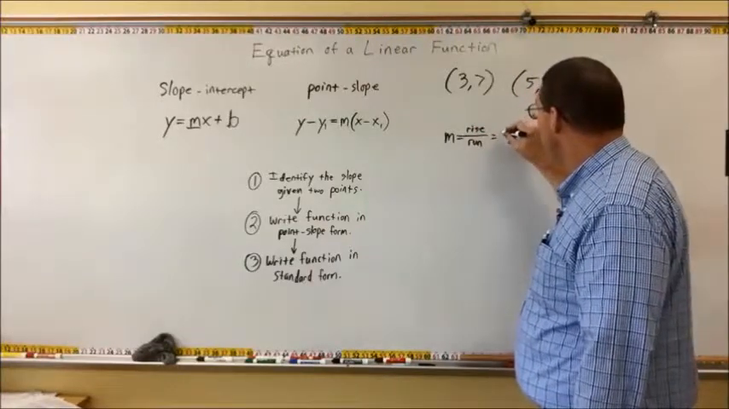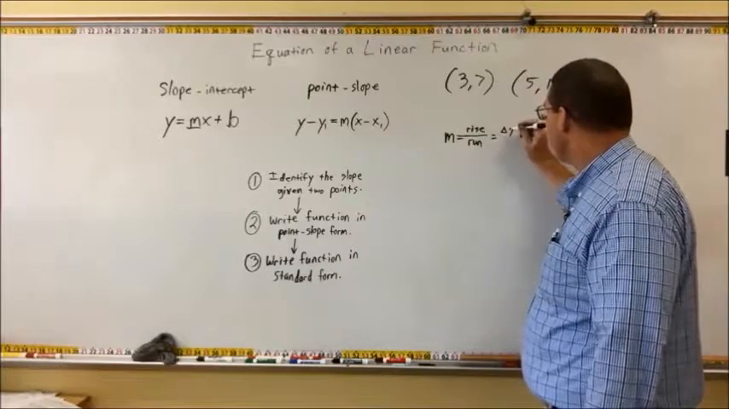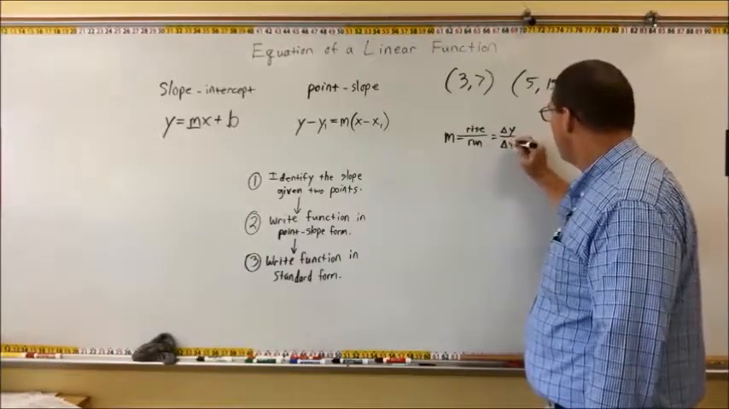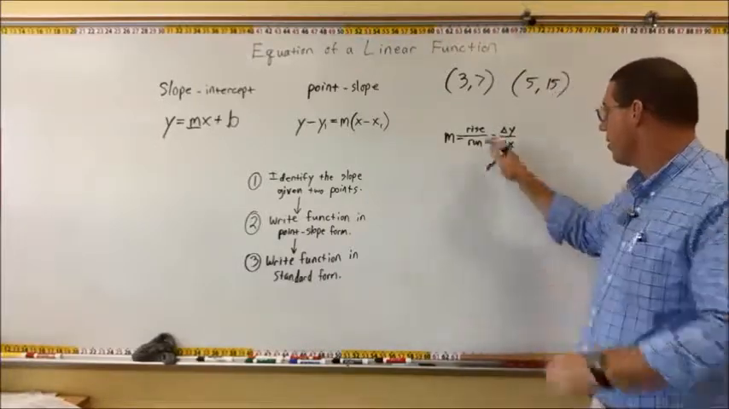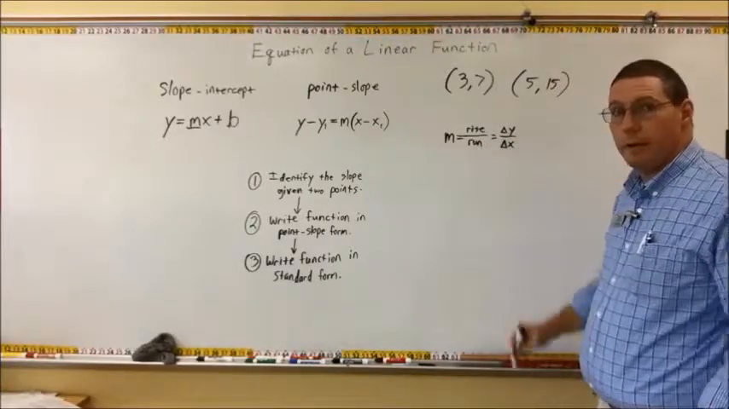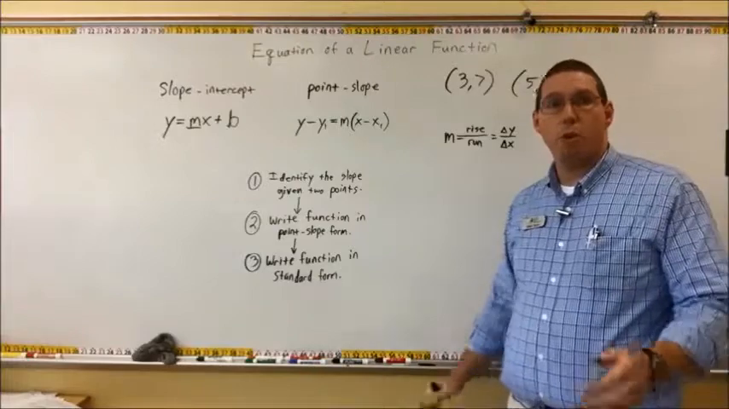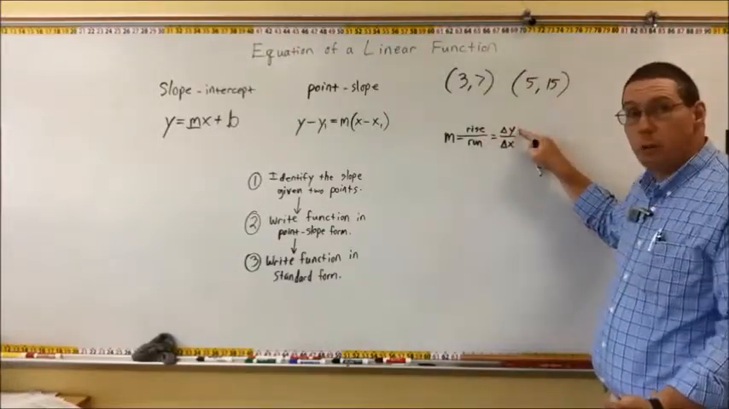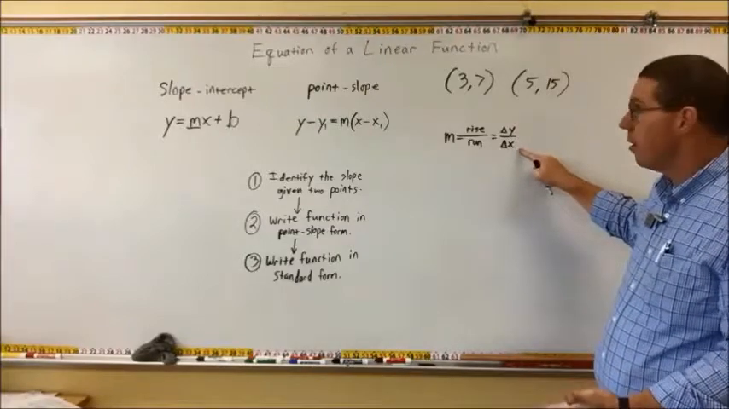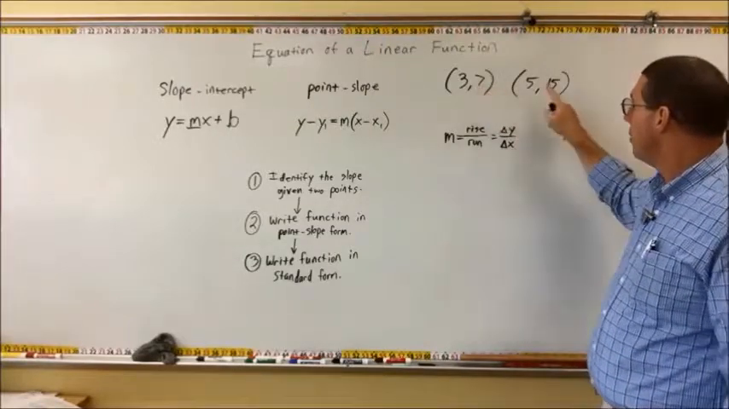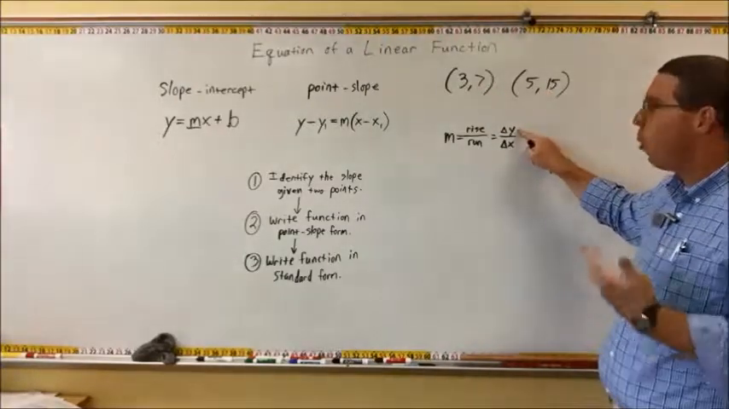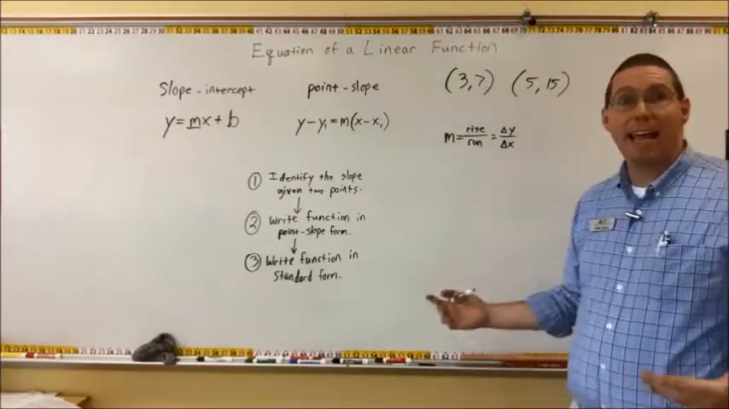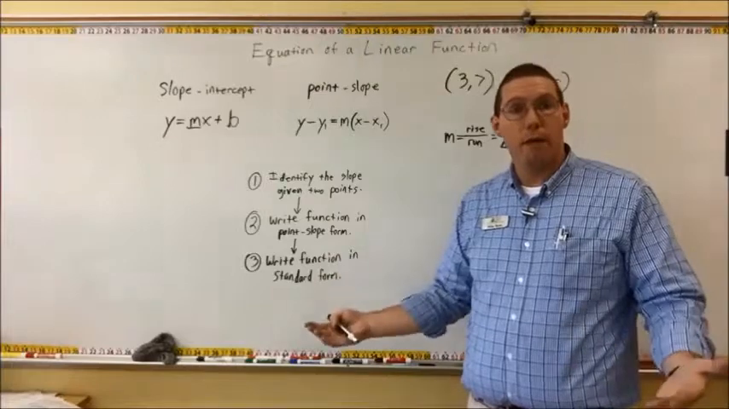Rise is the change in y, and we write that as the Greek letter delta, so delta y over delta x. The letter delta is often used to represent the word change. So rise is the change in y over the change in x. Going from 7 up to 15, how much did y change by? Well, that goes up by 8. So the change in y was 8.